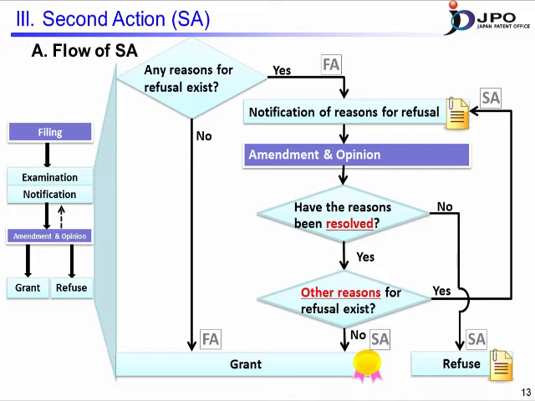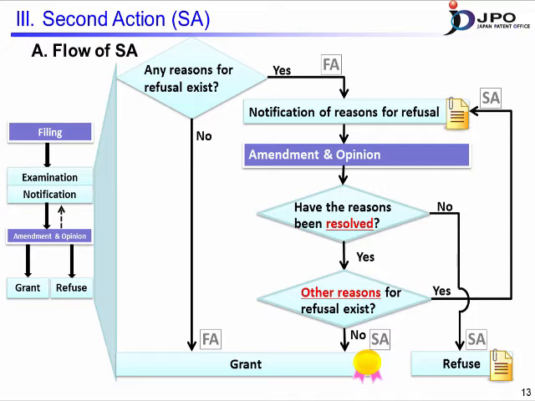After the FA, the applicant usually submits an amendment and an opinion. Often, the claims of the application are amended. After the amendment, the examiner must judge whether or not the reasons stated in the FA have been resolved. If not, the examiner refuses the application.